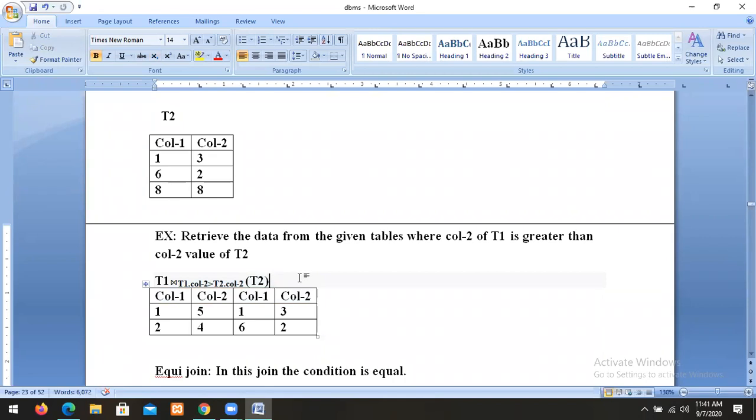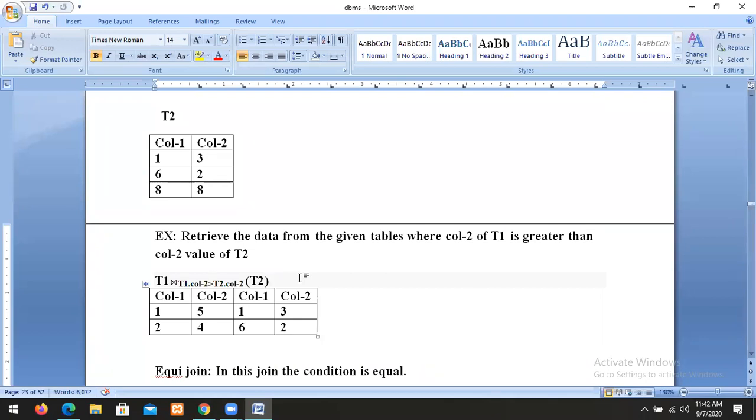Because what is inner join? Only the rows that satisfy the condition will be selected as output. That is called an inner join. When the condition-satisfied rows are selected as output, then the join is called an inner join. The inner join has three types: theta join, equijoin, and natural join.